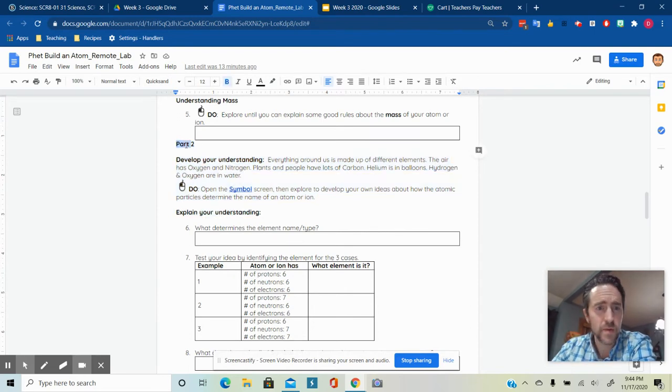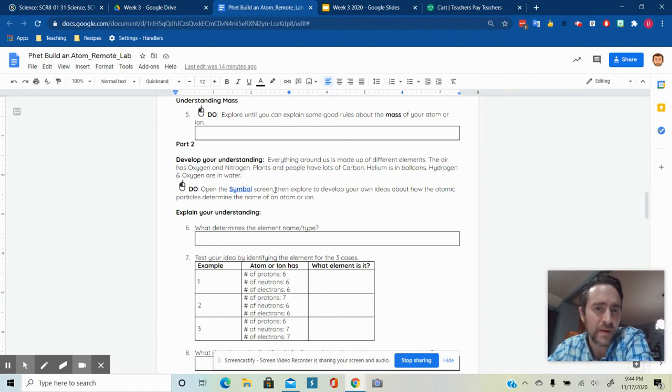So, Start Can Hire part two. The first thing we look at is that everything around us is made up of different elements. The air has oxygen and nitrogen. Plants and people have lots of carbon inside of us. Helium's in balloons, obviously, the ones that float anyway. And hydrogen and oxygen are in water. So when we look at the world around us, there are lots and lots of different elements. Obviously, they combine to make new compounds, but everything starts out as elements.